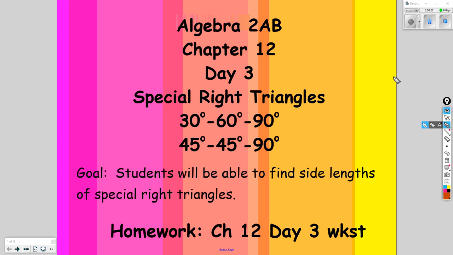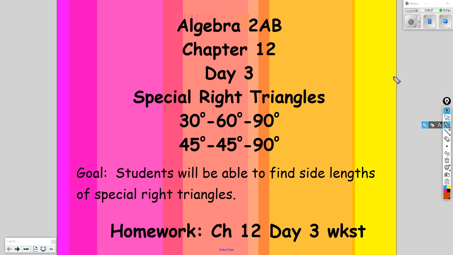Hello, Algebra 2 AB. Today we're going to be talking about Chapter 12, Day 3, which talks about special right triangles, including 45, 45, 90-degree right triangles and 30, 60, 90-degree right triangles. Our focus is going to be to find side lengths of these special right triangles, and after that we'll have a homework assignment, which is Chapter 12, Day 3 worksheet. All right, so let's get started.